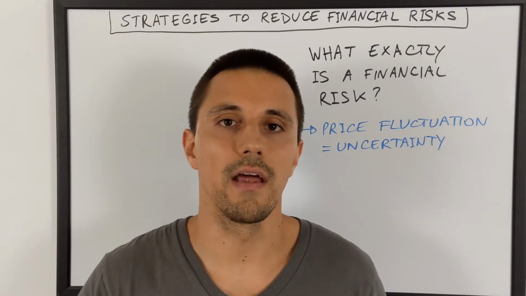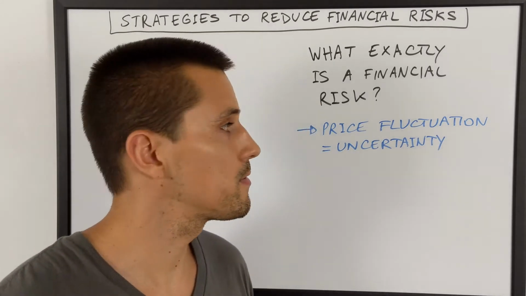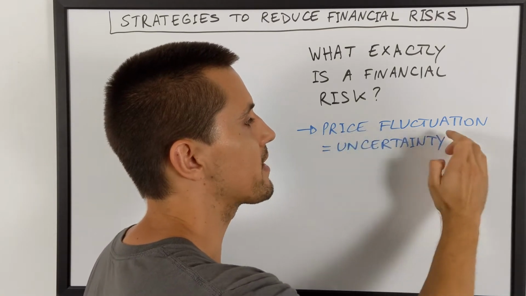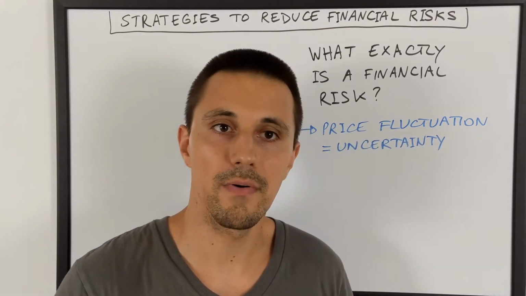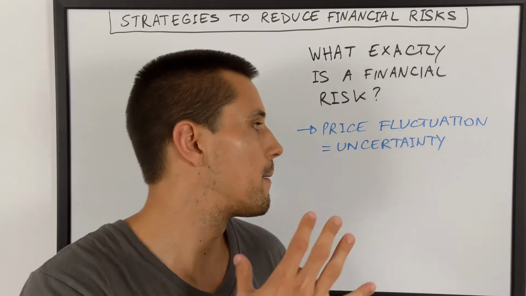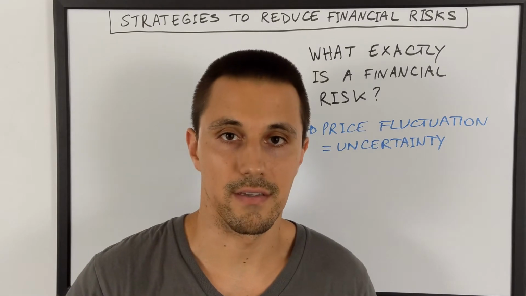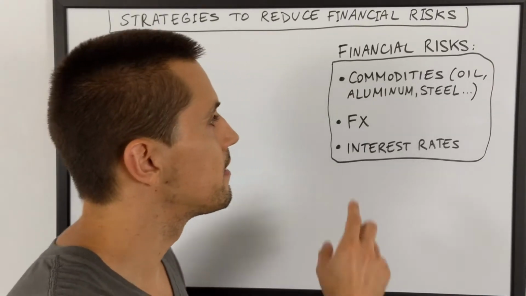First, let's define what a financial risk is exactly. Well, actually it's pretty simple to understand. It's everything which is related to a price fluctuation, because price fluctuation, especially for a company but also for an individual, means some kind of uncertainty, so some kind of risk. So there are three types of financial risks I have listed here.